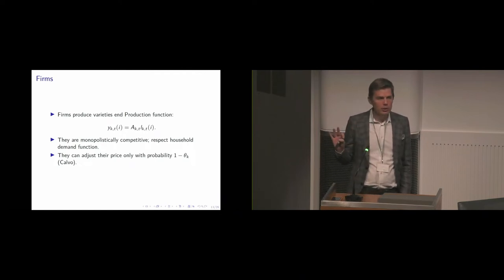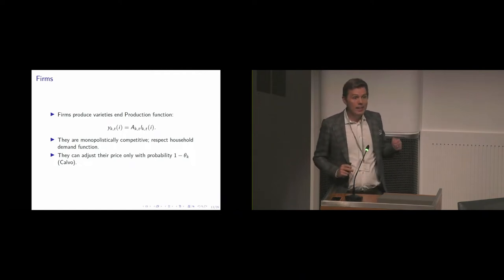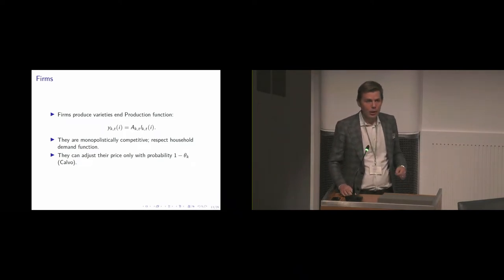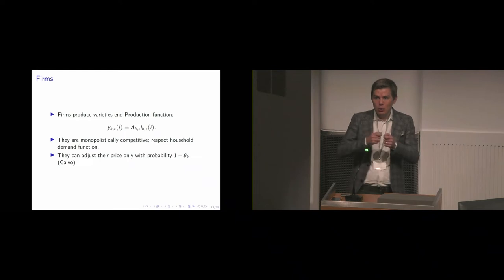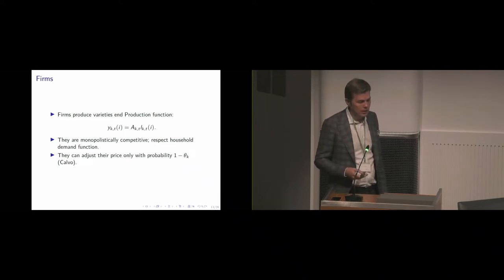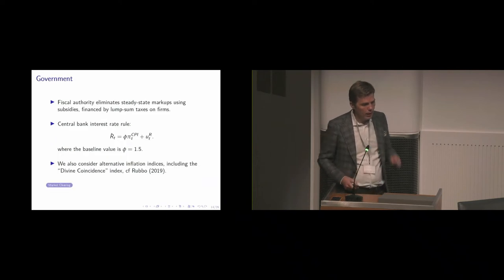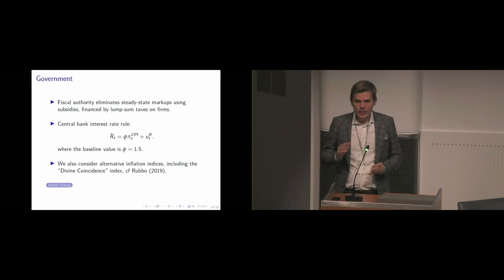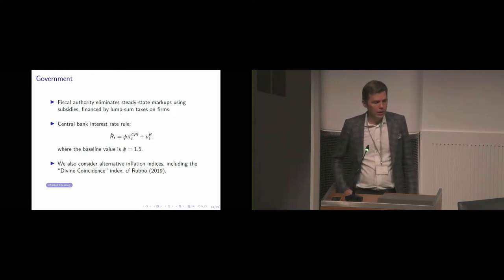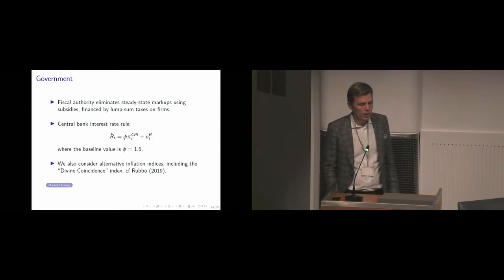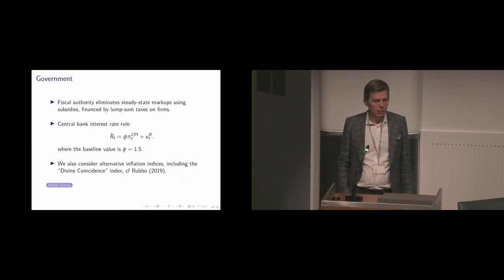So this part of the model is all completely standard, except that firms now face this much richer demand curve, where they care very much about who they're selling to, because that determines the demand elasticity of the households. Okay, then there's a government. Here, we're not looking much at fiscal policy. It eliminates steady-state markups because we want to ultimately move to optimal policy, but this is not important.